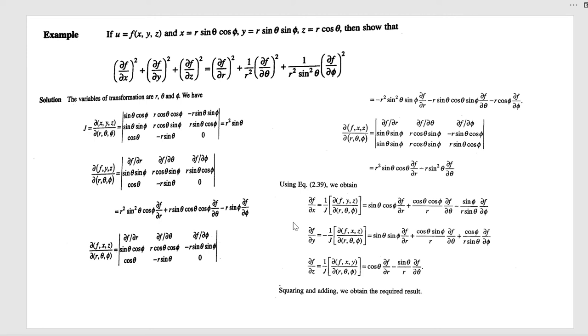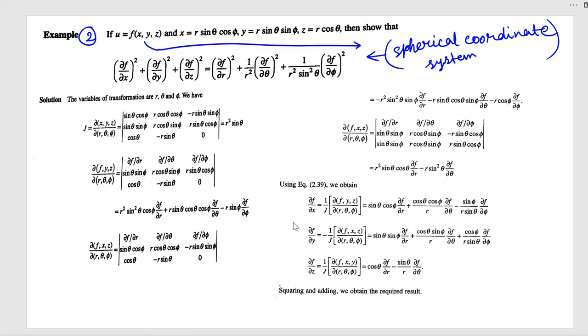So this is, for example, you can call it example 2. This is related to the spherical coordinate system. So from Cartesian coordinates, we go to the spherical coordinate system. So in that case, what will be the governing equation? So this is the case, and in that case we will find out the derivatives. So this transformation will be used. Try to verify these results. If you find any printing mistake, then inform me.